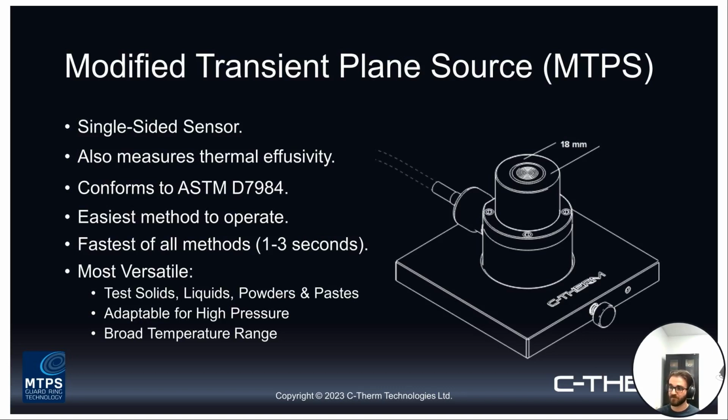The MTPS does conform to ASTM D7984. It is the easiest of the three methods to operate. It's also the fastest, so your standard test time with the MTPS is 1 to 3 seconds. Regardless of the sample that you're testing, it will be amongst the fastest options that we have available. And it is generally considered the most versatile. The sensor has the ability to test solids, liquids, powders, pastes, and is adaptable to high pressure and high temperature conditions.